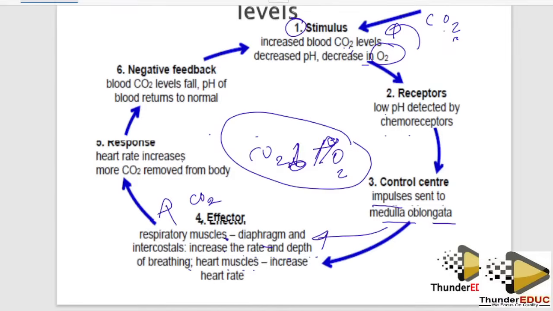Don't forget that the heartbeat originates from within itself. It has muscles, tissues, which initiate the heartbeat. But here, this medulla oblongata, what it does, it increases the rate at which the heart is beating. When you go to the heart, you will study about it, that it has its own beating. The beating originates within itself.